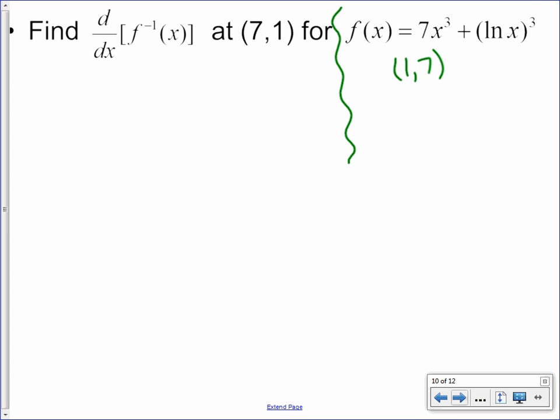Let's also talk about the derivative of our function. What's our derivative? What's the derivative of 7x cubed? Plus 3 natural log of x squared times derivative of the inside, 1 over x. Okay, the natural log of x is being cubed, not the x. Okay.